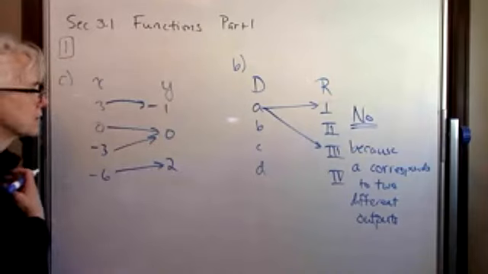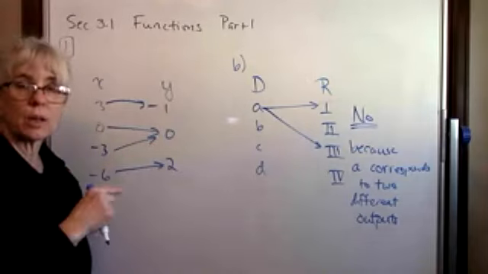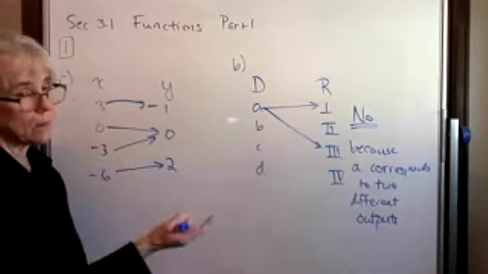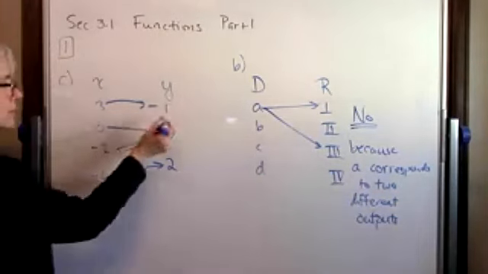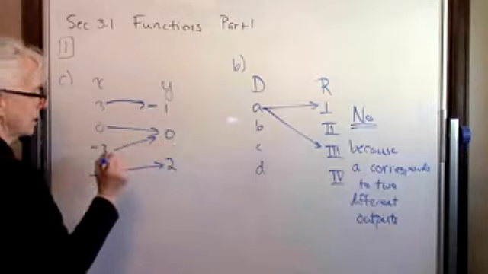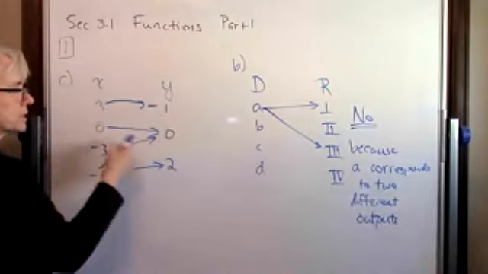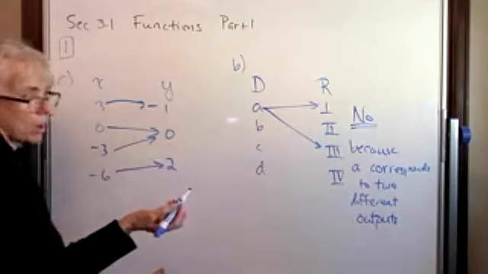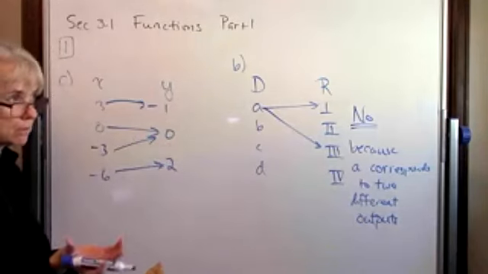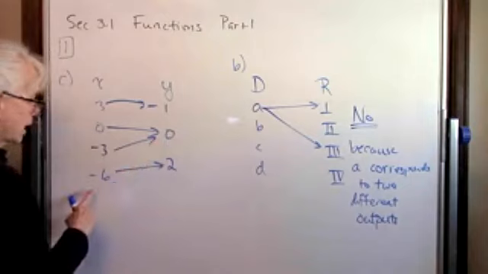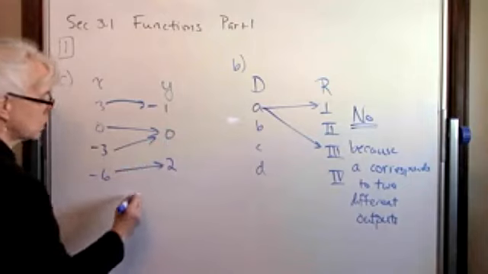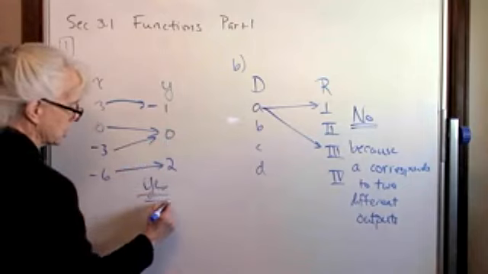So you're asking yourself the same question, does each input correspond or relate to a single output? And the answer is yes. 3 only has a single output, 0 has a single output, -3 has a single output. Again, it's okay if 2 different inputs go to the same output. That's not what our relation as a function says, and it's okay. And -6 corresponds to 2. So this one is yes, a function.